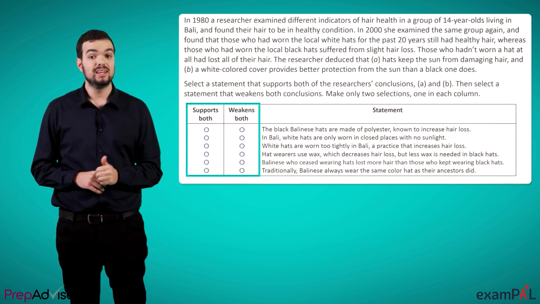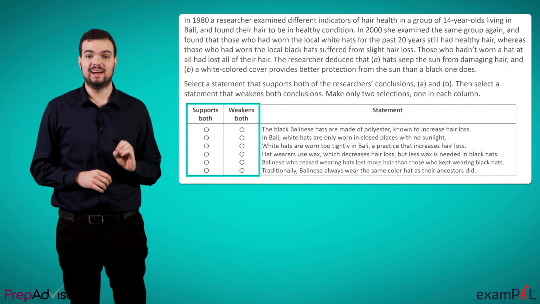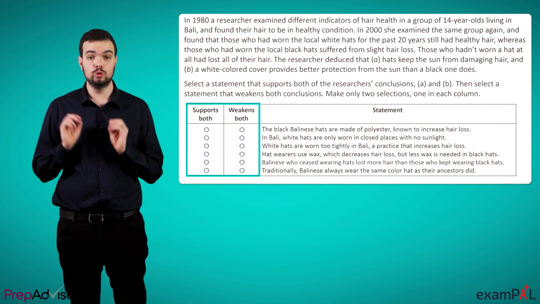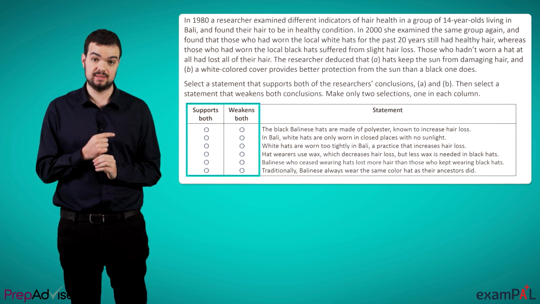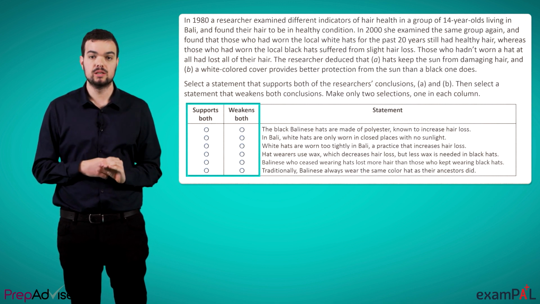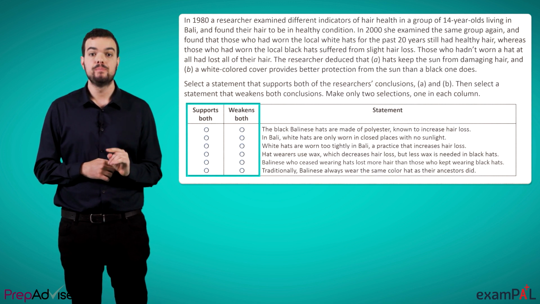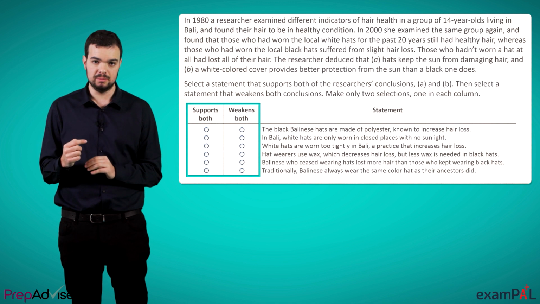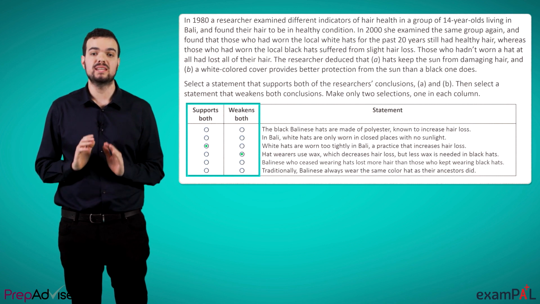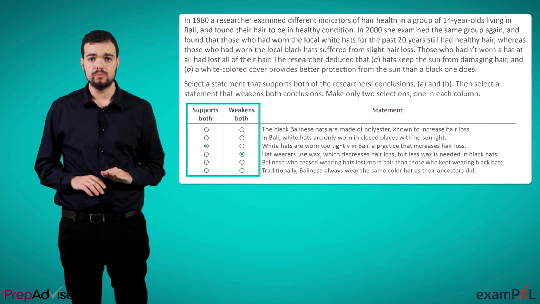For example, in this case, we are asked for each statement whether it supports or weakens two conclusions which are found in the text. Here, as in all two-part analysis questions, only one of the statements fits each of the criteria, meaning we have to go over the statements and select only one of them in each of the two columns, while leaving the rest of the statements unchecked.